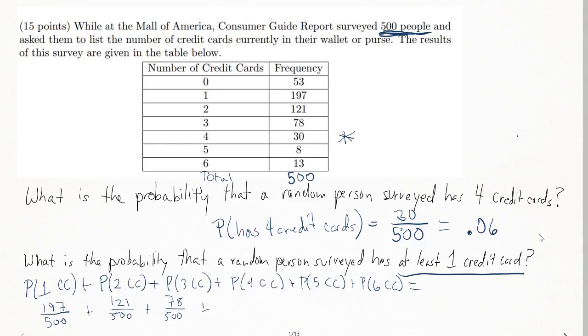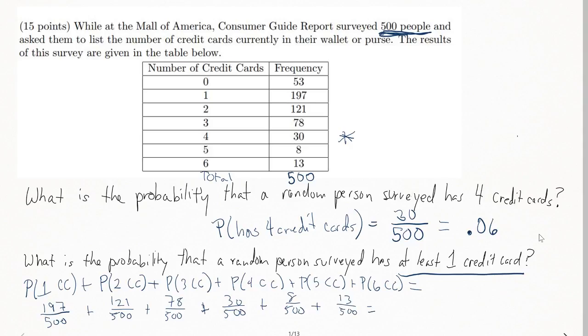For 4 credit cards, what do we have here? That's 30 out of 500. We had that from the previous one. For 5 credit cards, notice we get 8 people with 5 credit cards, so that's 8 out of 500. And 6 credit cards, that's 13 out of 500.